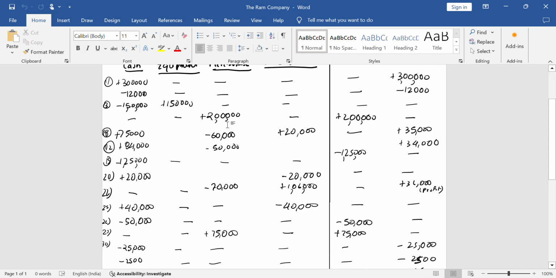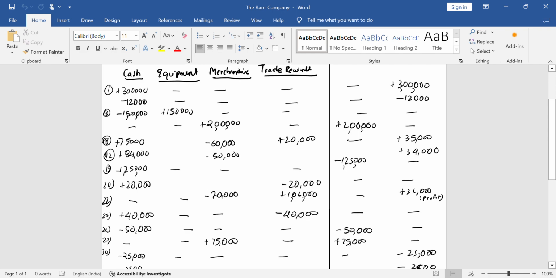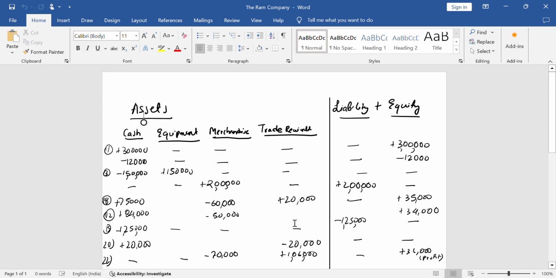Then on May 8, the company sold merchandise worth rupees 60,000 for 95,000. So from merchandise was reduced 60,000 rupees, and then we received 75,000 rupees as cash. The total sales made was 95,000 rupees, out of which 75,000 is received in cash. So the remaining 20,000 is trade receivable, 20,000. So we have to show the net effect, that is the net profit made on this transaction.